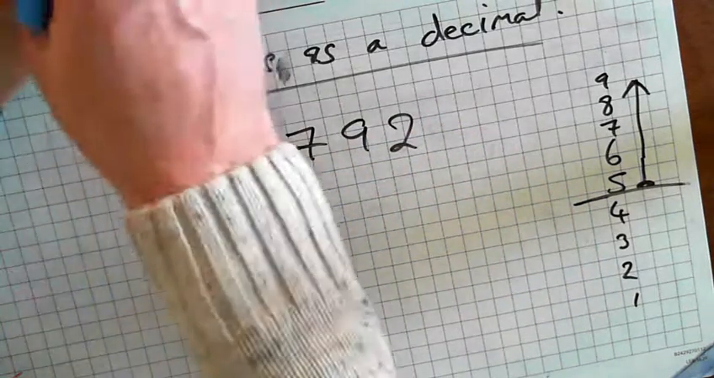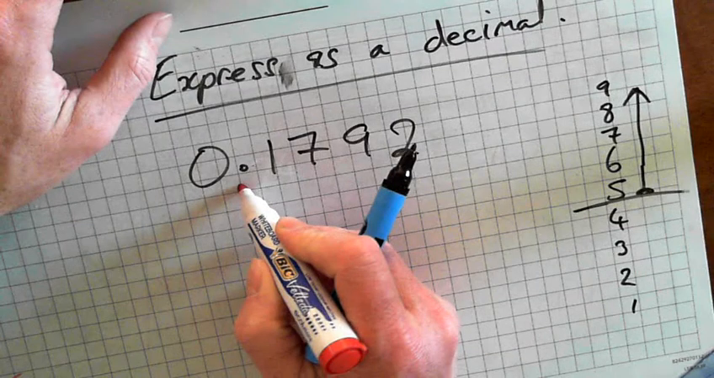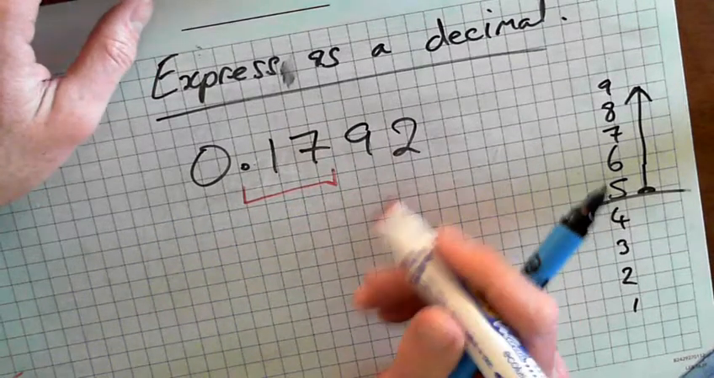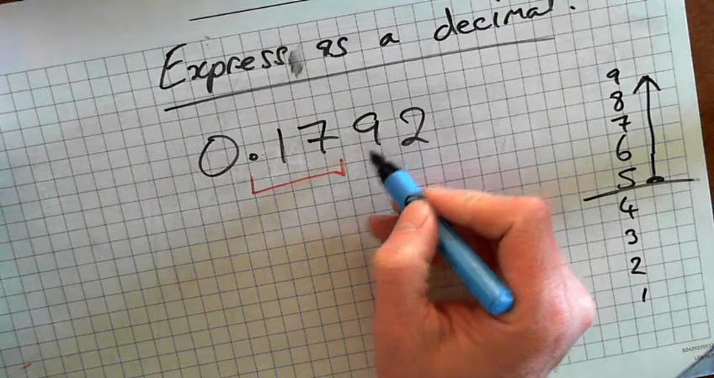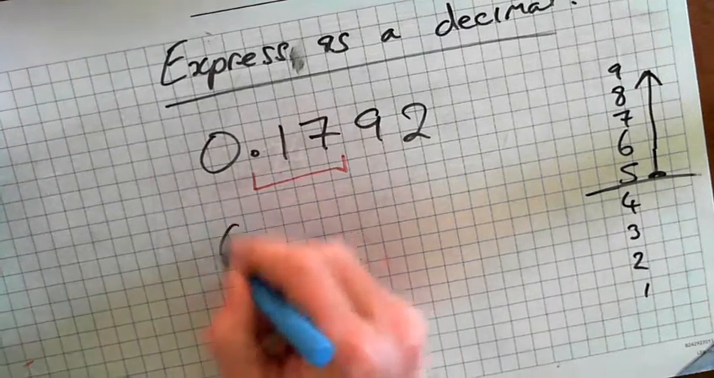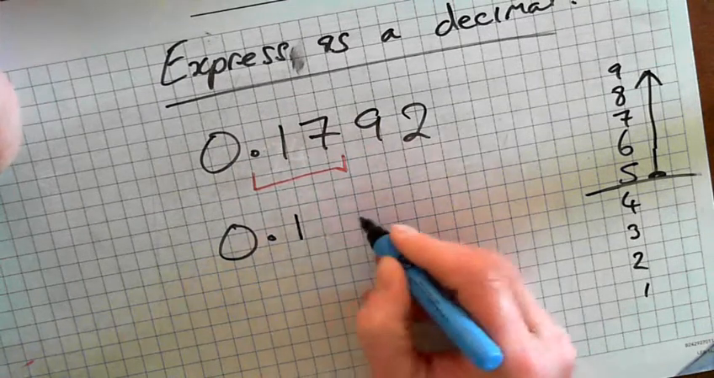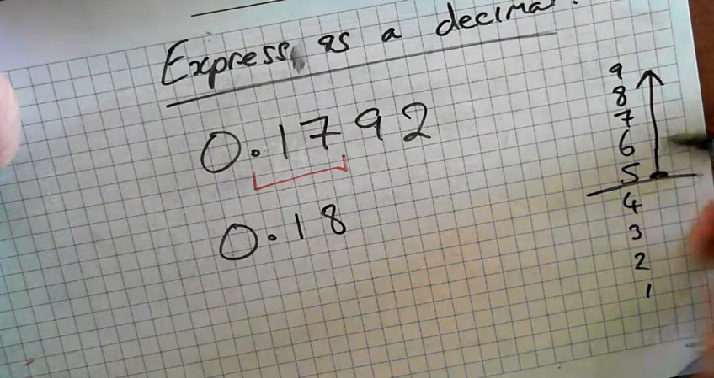0.1792. Now you have to round this to 2 decimal places. Where's 2 decimal places? There. Round it to 2 decimal places. So you look at this one. So do I round the 7 up or down? Up. So what do I get? 1, 8. That's a 9. So I round it up.